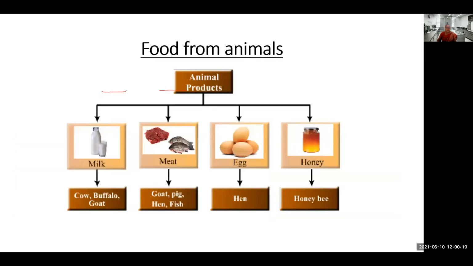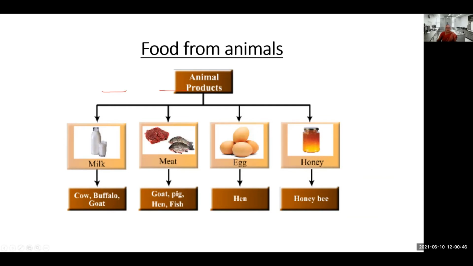Okay, next slide, food from animals. From the animals we can get milk, like cow, buffalo and goat; meat, that is goat, pig, hen, fish. Instead of pig we can say pork, that is, the meat of pig is called pork. Next, coming to hen, it lays eggs. Then from honeybee we get honey.